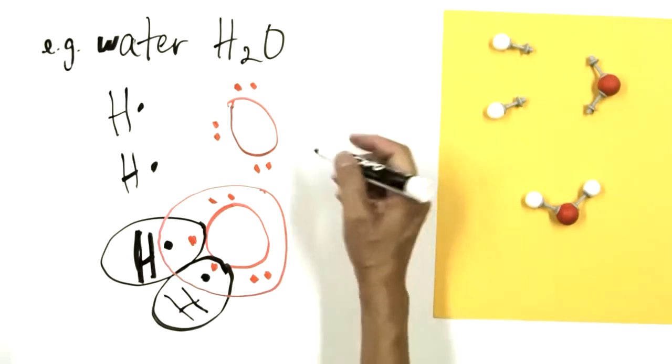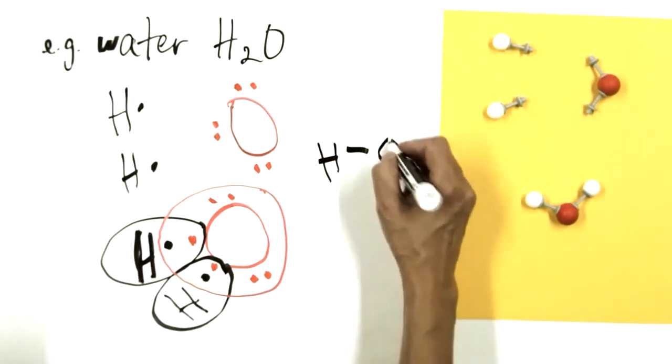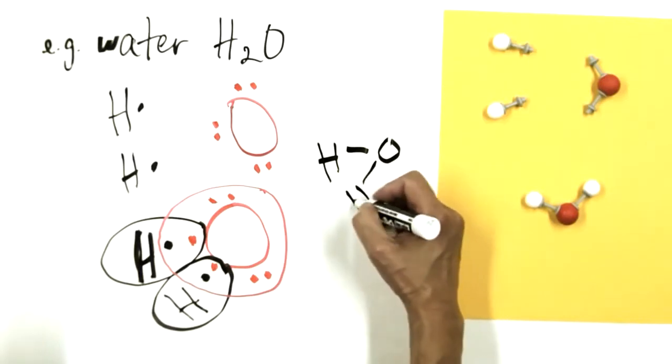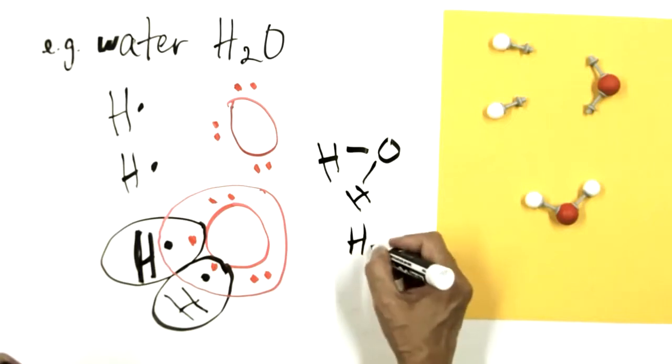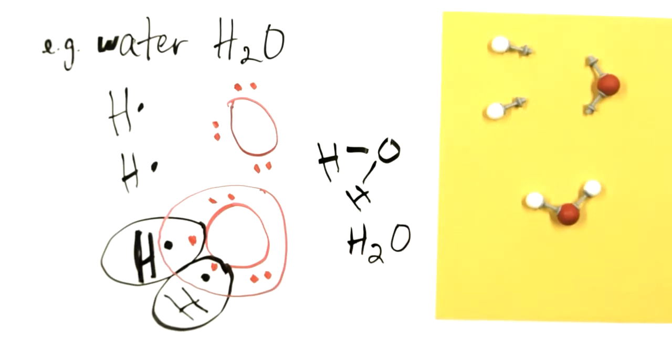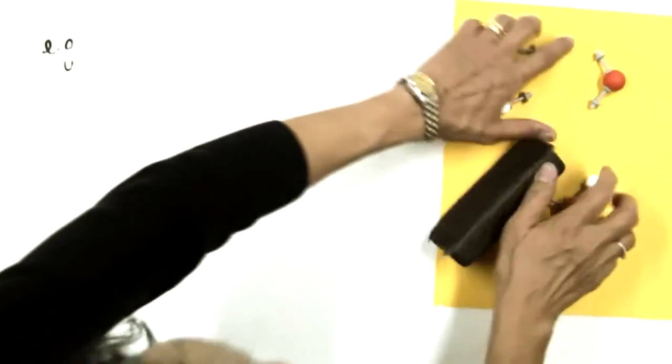All right, so if we were to redraw that, you have your hydrogen with a single bond to oxygen and another single bond with another hydrogen atom. And this is where the formula H2O is coming from, right? That's for water. Okay, so now let us look at one more example. All right, let us look at nitrogen.